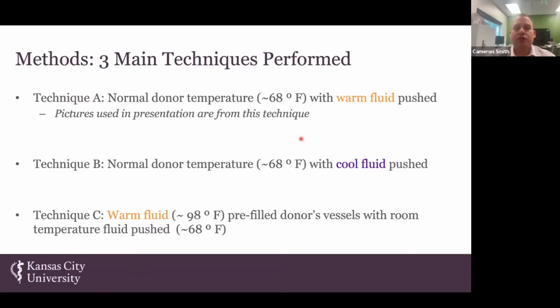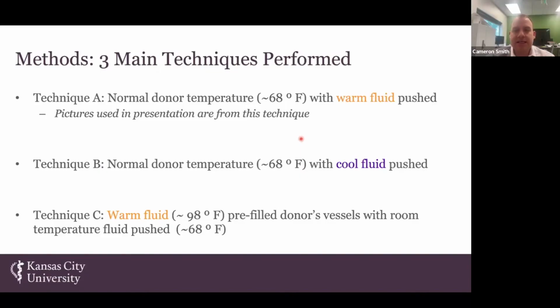So we used three main techniques. For this presentation, we only use techniques from technique A. That's because we got the best quality images from this technique, where the normal room temperature was around 68 degrees, which means our donor cadaver temperature was also 68 degrees Fahrenheit, and we pushed warm fluid through. Technique B is where we use the same normal donor temperature, but cool fluid was pushed.